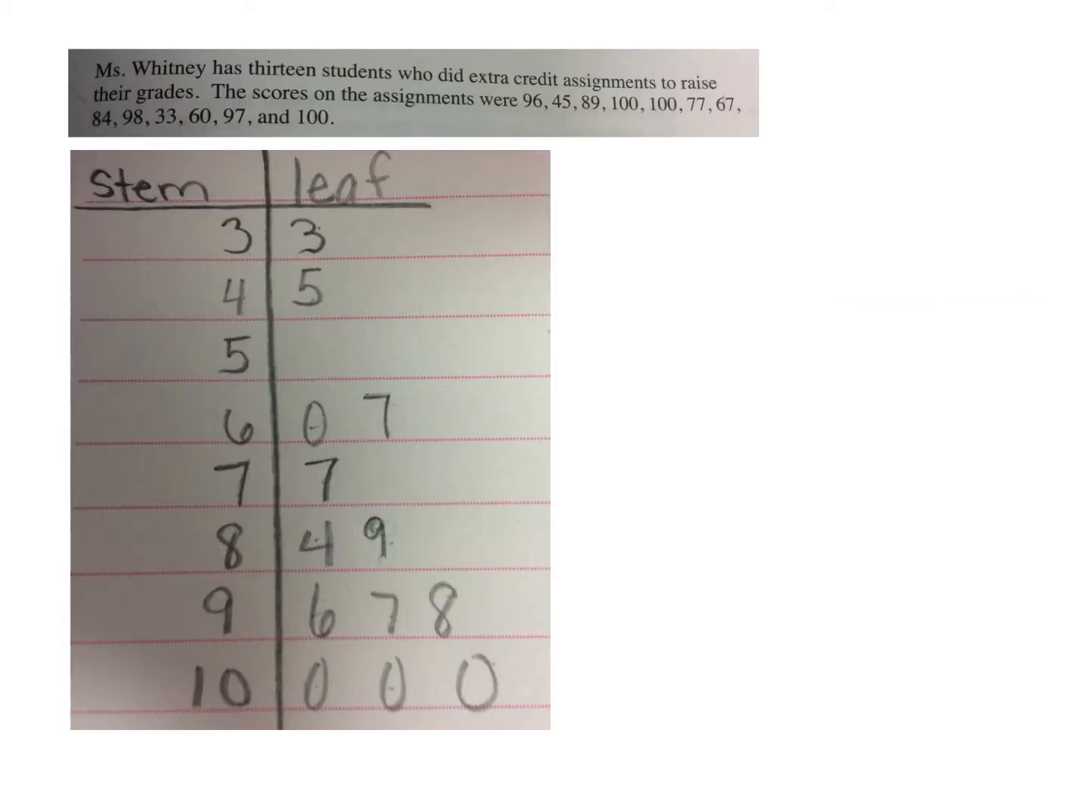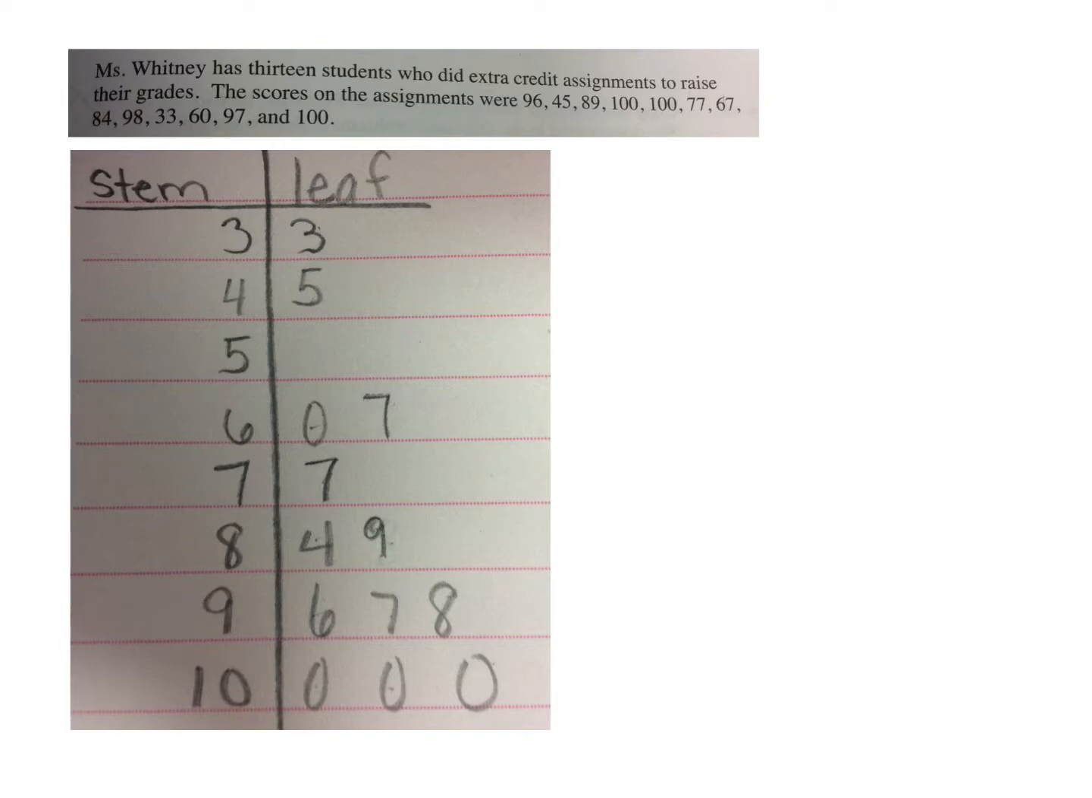All right, so I made a stem and leaf plot. Basically, when you make your stem and leaf plot, you look at your numbers and you decide that the leading number, or sometimes numbers, go in the stem column. So of the 45, the 4 went in the stem column. And then the 5, the ones digit, went in the leaf column.